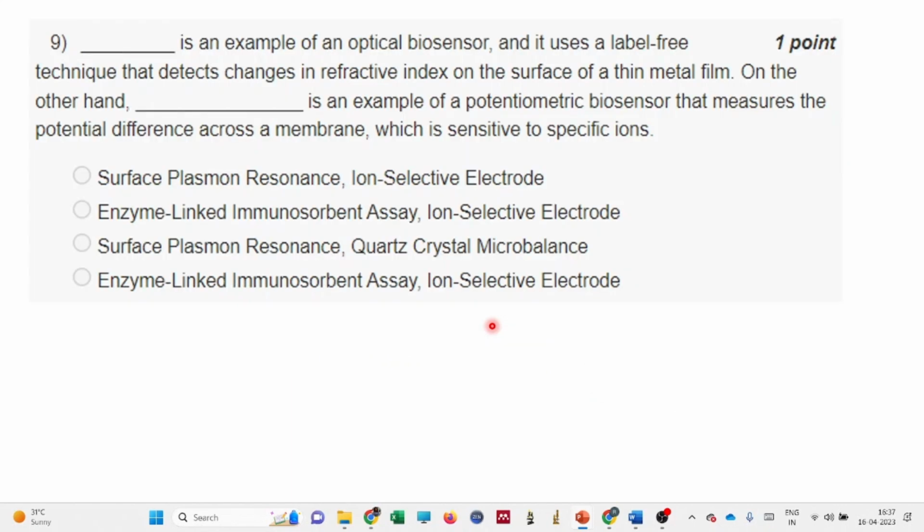So moving on to the next question, one option is an example of an optical biosensor, and it uses a label-free technique that detects changes in refractive index on the surface of a thin metal film. On the other hand, another option is an example of a potentiometric biosensor that measures the potential difference across a membrane, which is sensitive to specific ions. Which of the four options do you think should be correct?